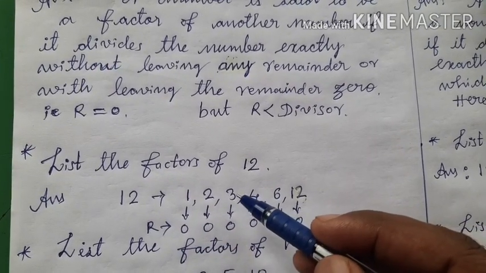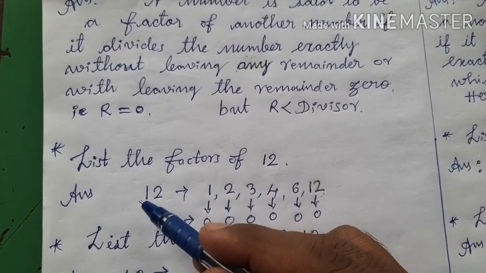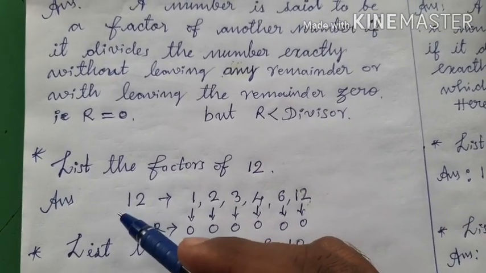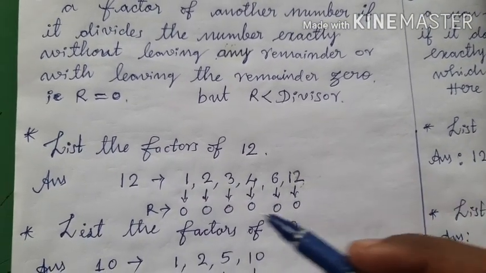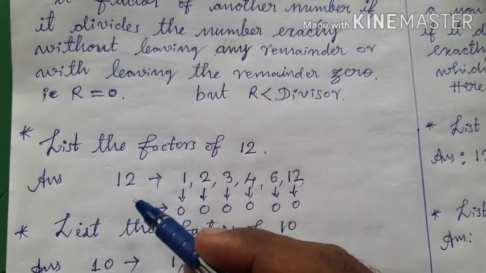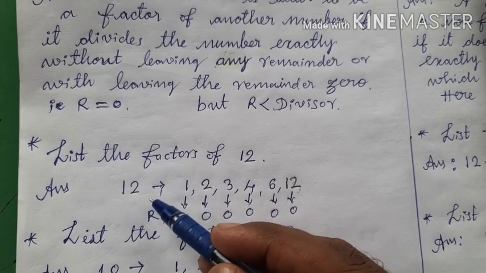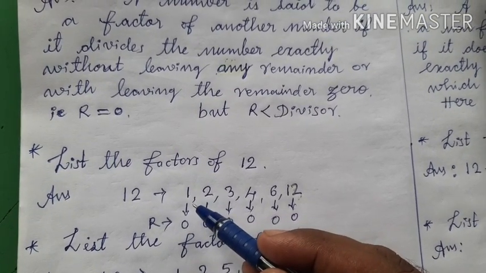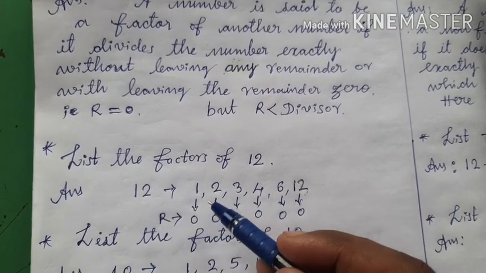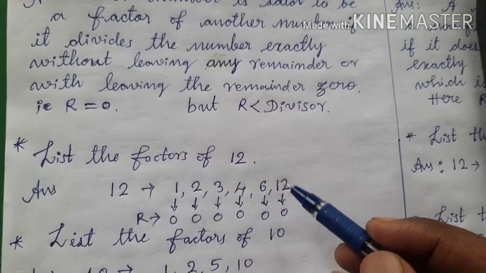When I divide 12 by 3, the remainder is 0. That's why 3 is a factor of 12. Similarly, 4 is a factor of 12, 6 is a factor of 12, and 12 is a factor of 12. Remember children, every number is a factor of itself. And every number is divisible by 1, and every number is divisible by itself. So, 1, 2, 3, 4, 6, 12 are all the factors of 12.